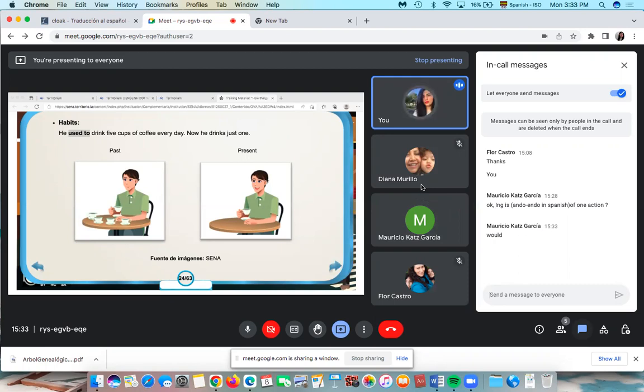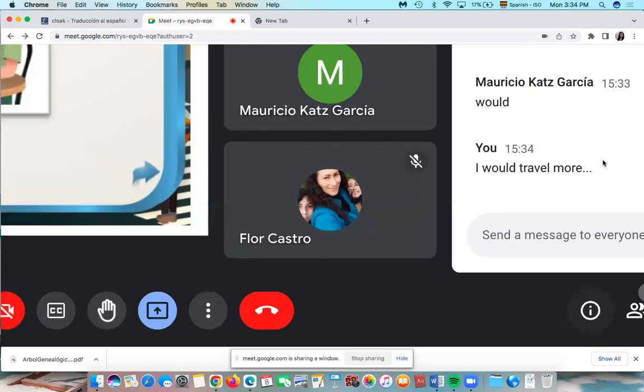El would significa en español ría, como la terminación ría para las acciones. Por ejemplo, I would go to your house if you invite me. Iría a tu casa si me invitas, ¿cierto? O I would travel more if I had more free time. Viajaría más si tuviera más tiempo libre. Entonces es esa terminación ría de la acción. Si yo digo I would travel more, ¿sí? Entonces viajaría más. Aquí estoy diciendo viajaría más si tal cosa.